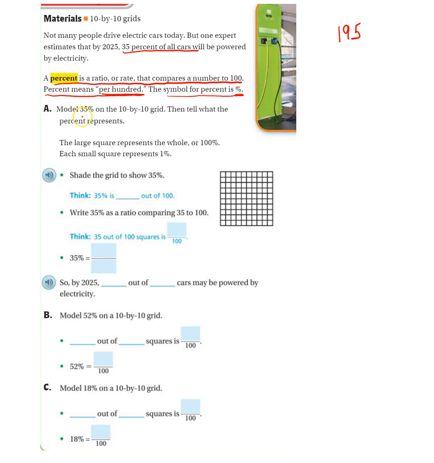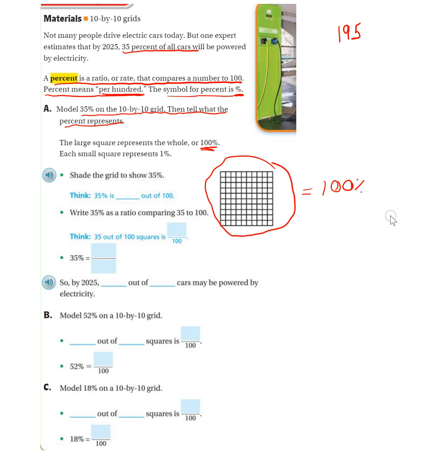Okay, A. Model 35% on a 10 by 10 grid, then tell what the percent represents. So the large square represents the whole, or 100%. Each small square represents 1%. So if this whole thing is 100, 10 by 10, 10 times 10 is 100. So each one of these small boxes is going to represent 1%.